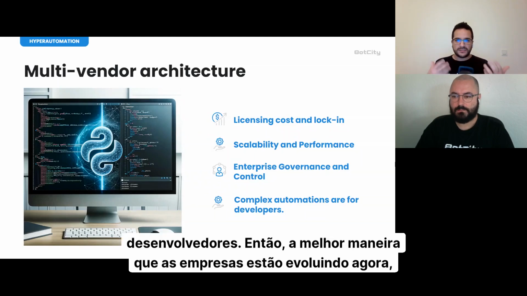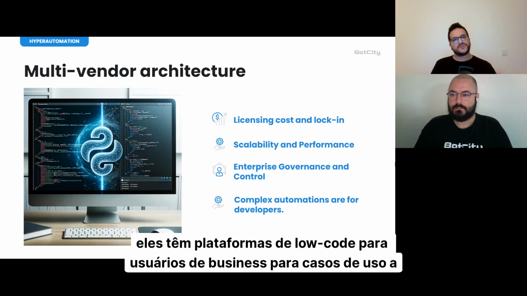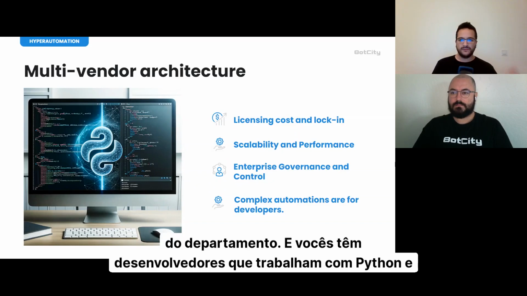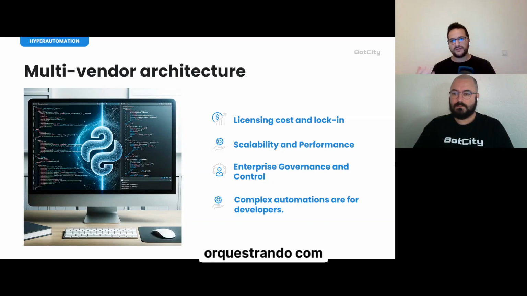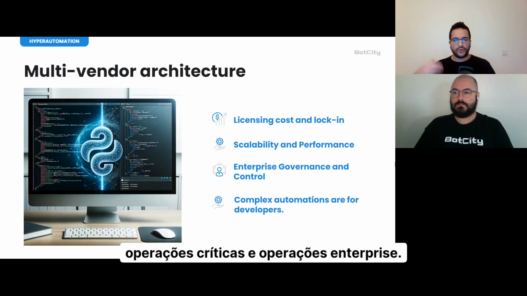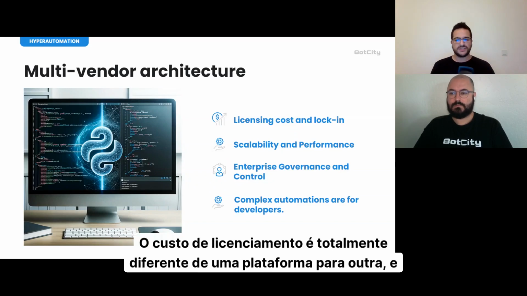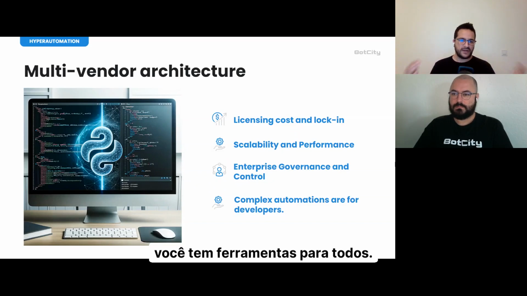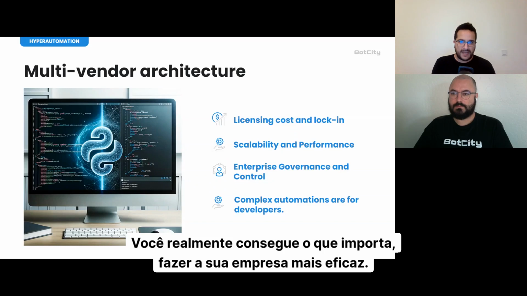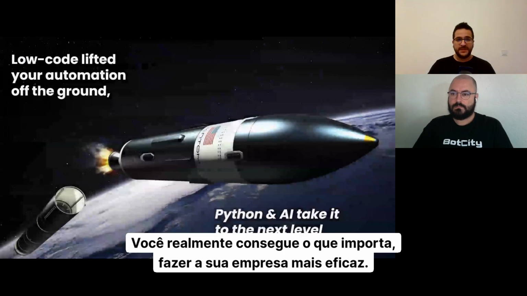So the best way the companies are evolving right now, they have low-code platforms to empower business users for their use case on task level, on department level. And you have developers working with Python and orchestrating with BotCity for critical operations and enterprise-wide operations. So this way you can save a lot of money because you can balance the licensing. The licensing cost is a totally different model from one platform to another, and you have tools for everyone. You can really get what matters, make your company more efficient.